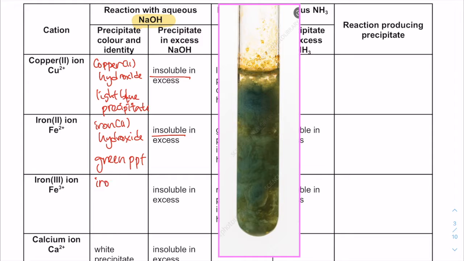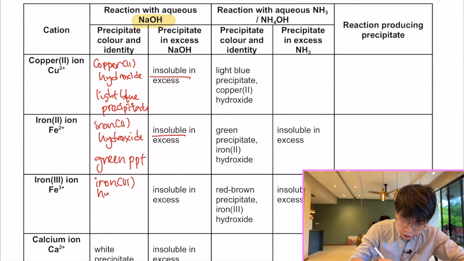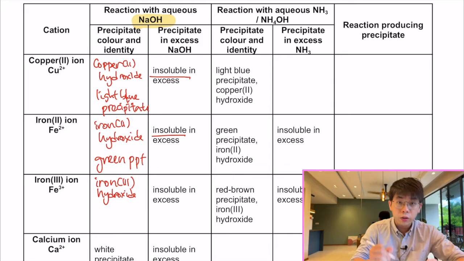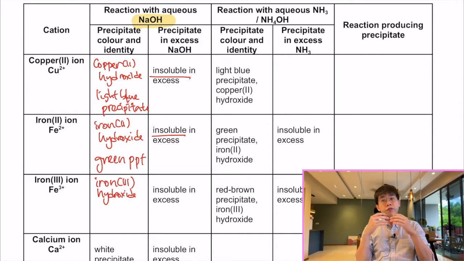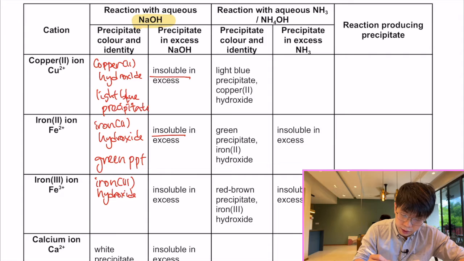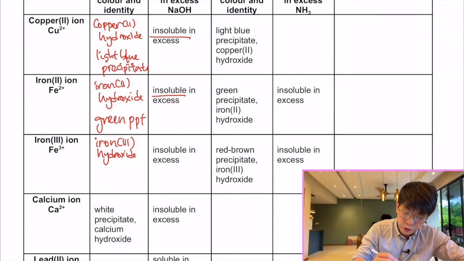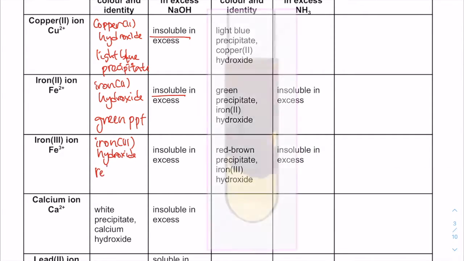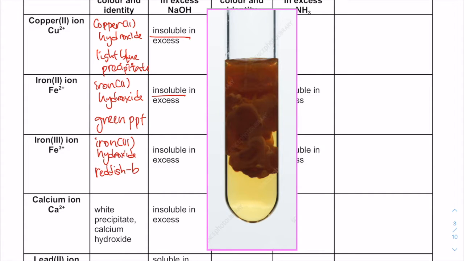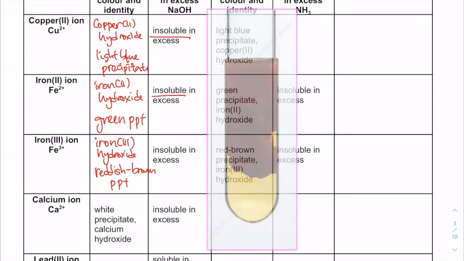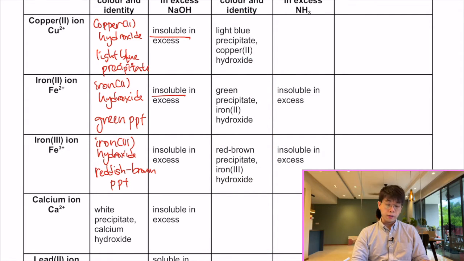Because the iron 3 over here forms iron 3 hydroxide, it's like rusting. When iron rusts, your rust is a red-brown color. So iron 3 hydroxide is also a reddish-brown precipitate. Sorry about that. Make sure you make the change. Iron 2 hydroxide is green. Iron 3 hydroxide is reddish-brown. And again, iron 3 hydroxide is also a basic hydroxide and therefore will not react with excess sodium hydroxide.